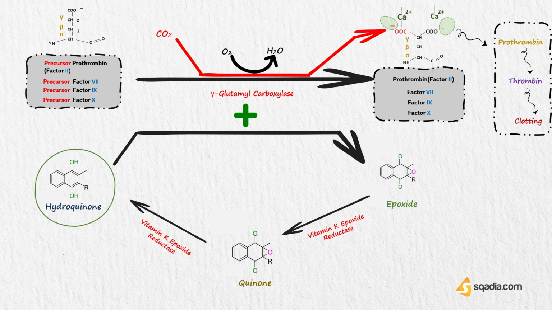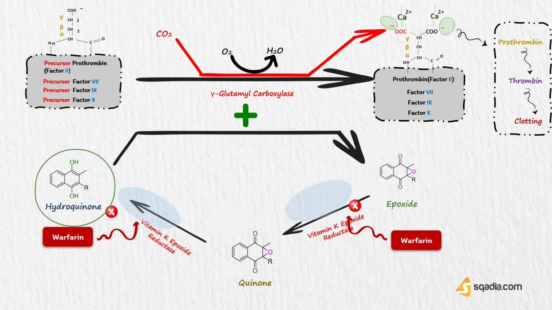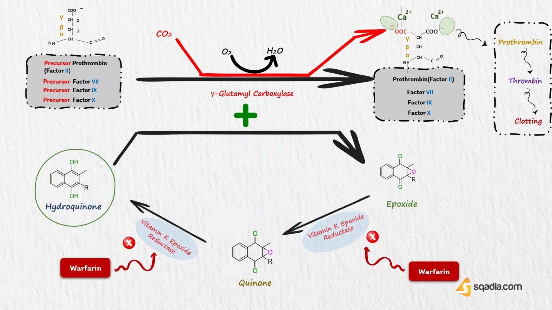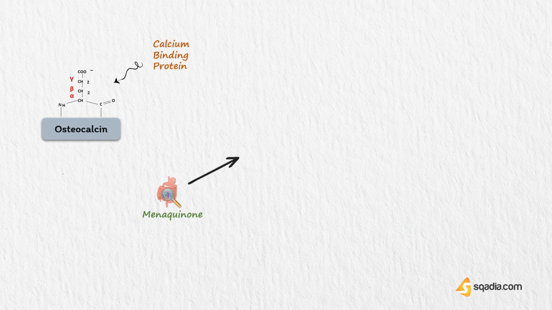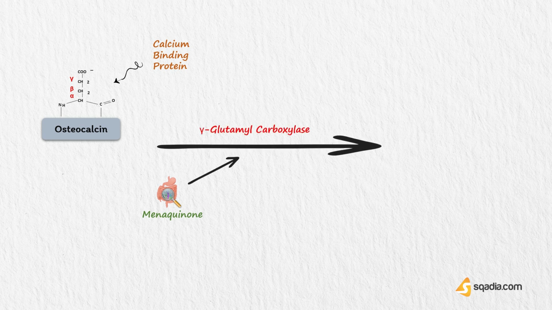Now, how does warfarin work? There is similarity in the basic nucleus of vitamin K and warfarin. So warfarin inhibits the enzyme called vitamin K epoxide reductase. Osteocalcin is a calcium-binding protein present in the bone. Vitamin K is also required for carboxylation of the glutamic acid residue of osteocalcin. It is involved in regulation of bone mineralization.